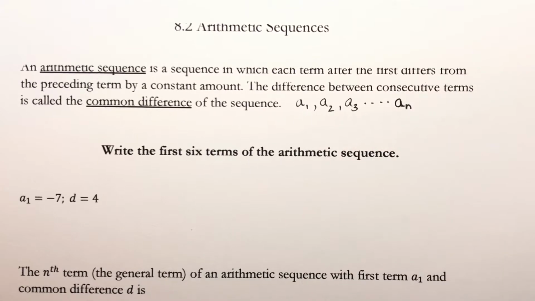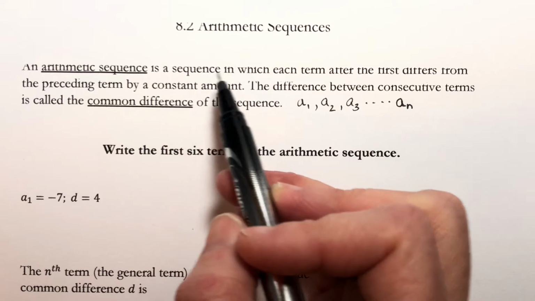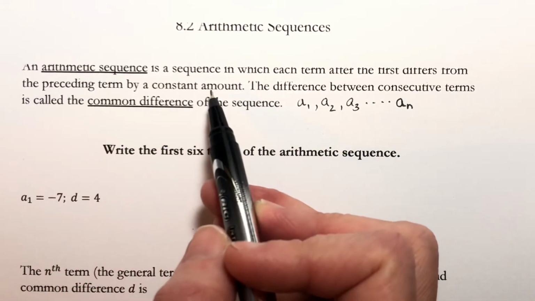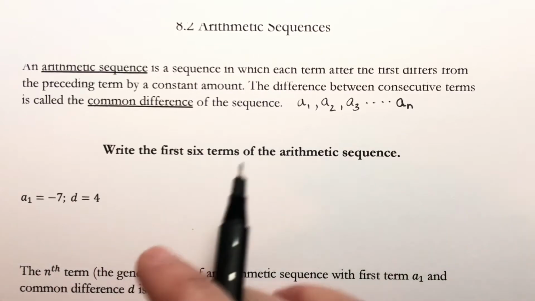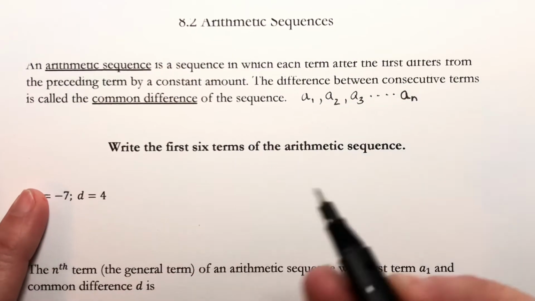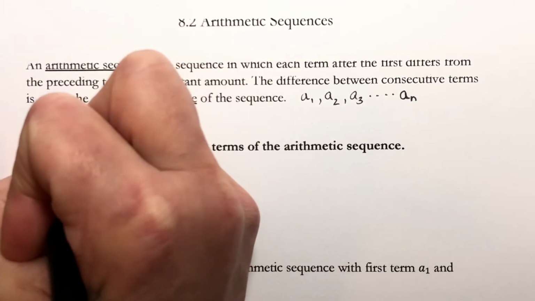Okay? Now, we just had a very general sequence last time. We had all kinds of different relationships between the numbers. In 8.2, we're going to be talking about a very specific kind. We are talking about the kind in which each term after the first differs from the preceding term by a constant amount. Okay? And the difference between consecutive terms is called the common difference of the sequence. Basically, what this is saying is that to get the next number, whatever it is, we're either going to add or subtract the same value.